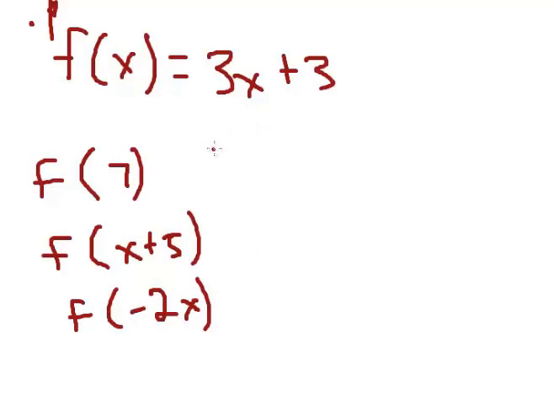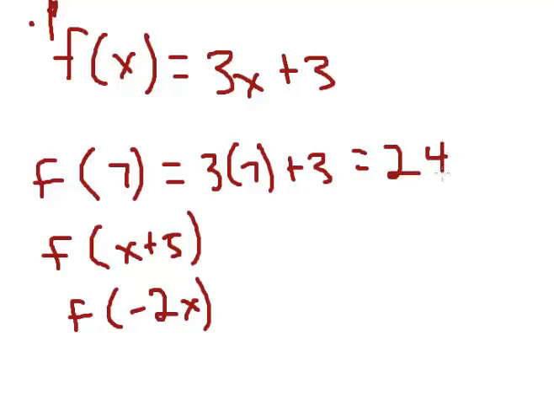Again, it may look a little complicated, but this is really extremely easy. If they ask you if a function of x is 3x plus 3, well then no problem. If you know what the function is, just substitute. So in this case, f of 7, just substitute 7 for x. So it would be 3 times 7 plus 3. 3 times 7 is 21, plus 3 is 24. So f of 7 is 24.